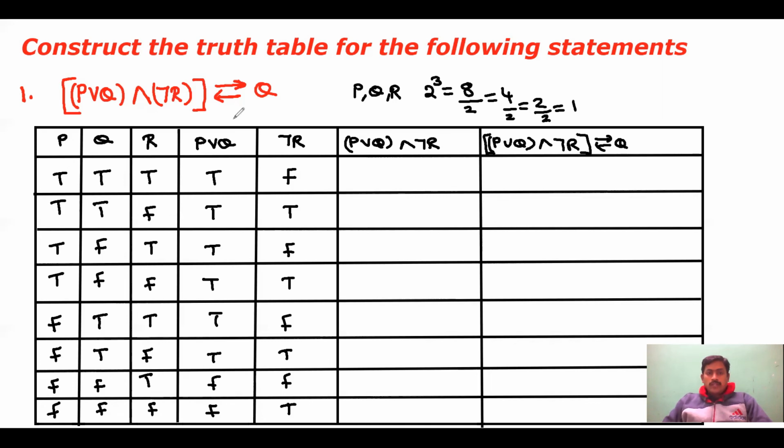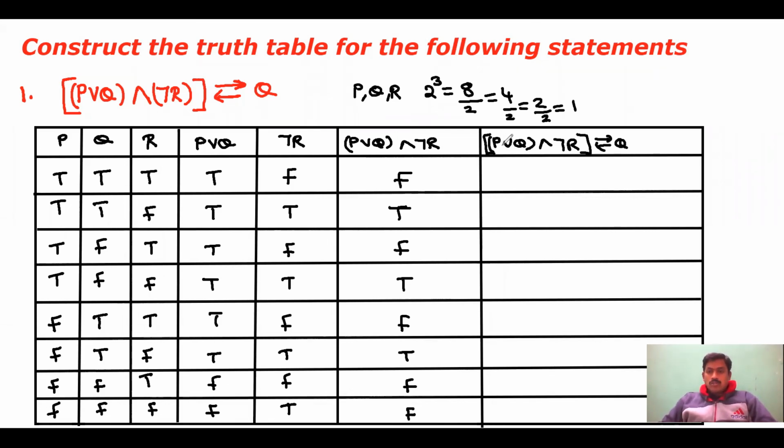Now take these two and take conjunction between them to get the next column. Therefore, P or Q and not R. That is T and F is F. T and T is T. T and F is F. T and T is T. T and F is F. T and T is T. F and F is F. F and T is F.